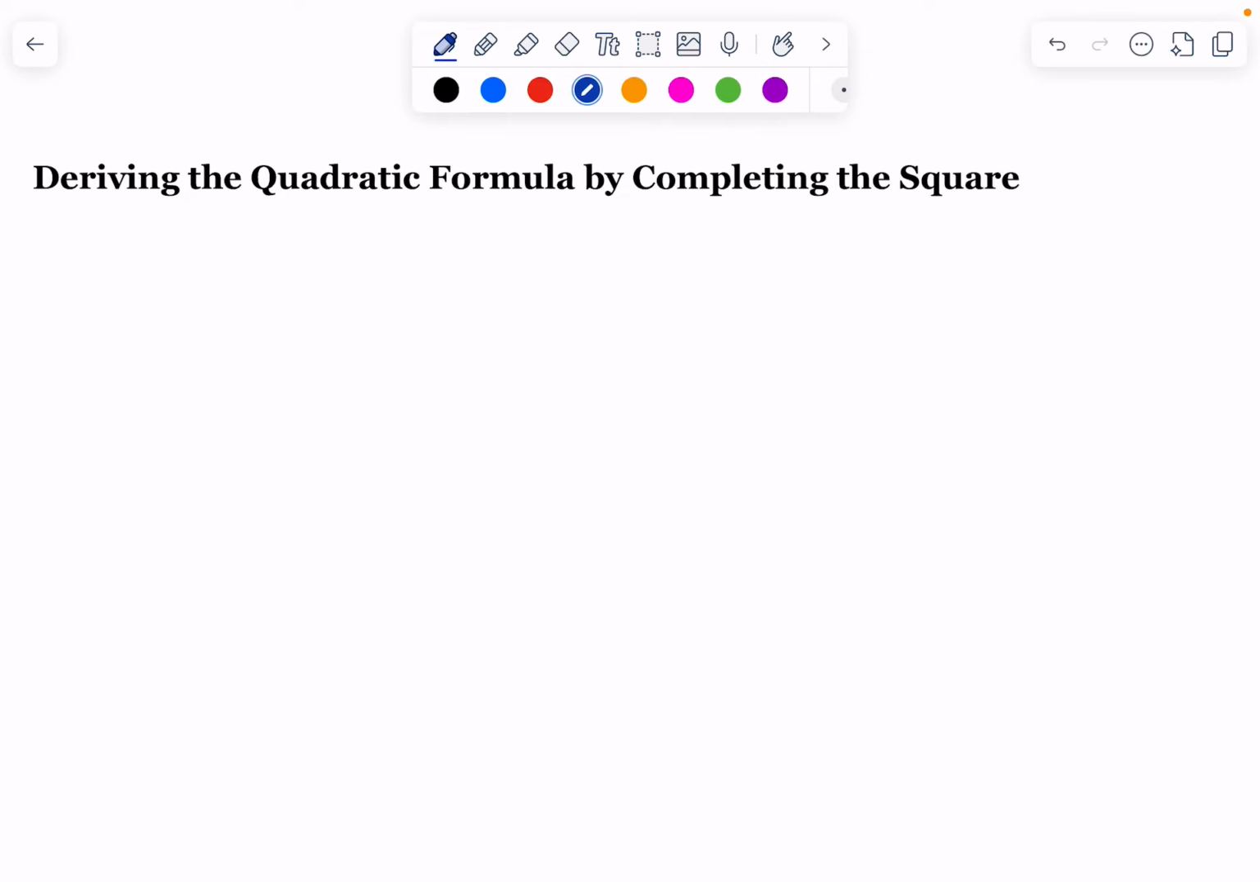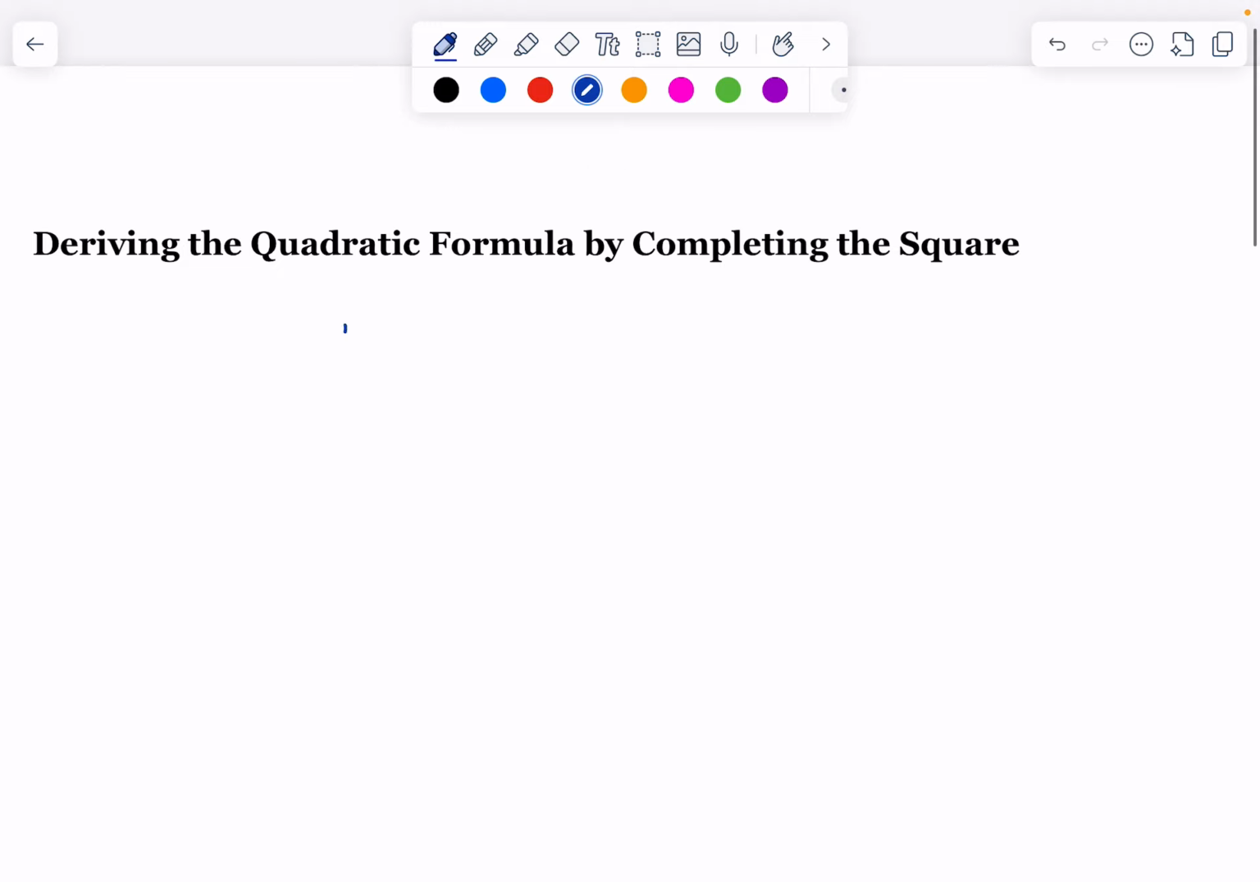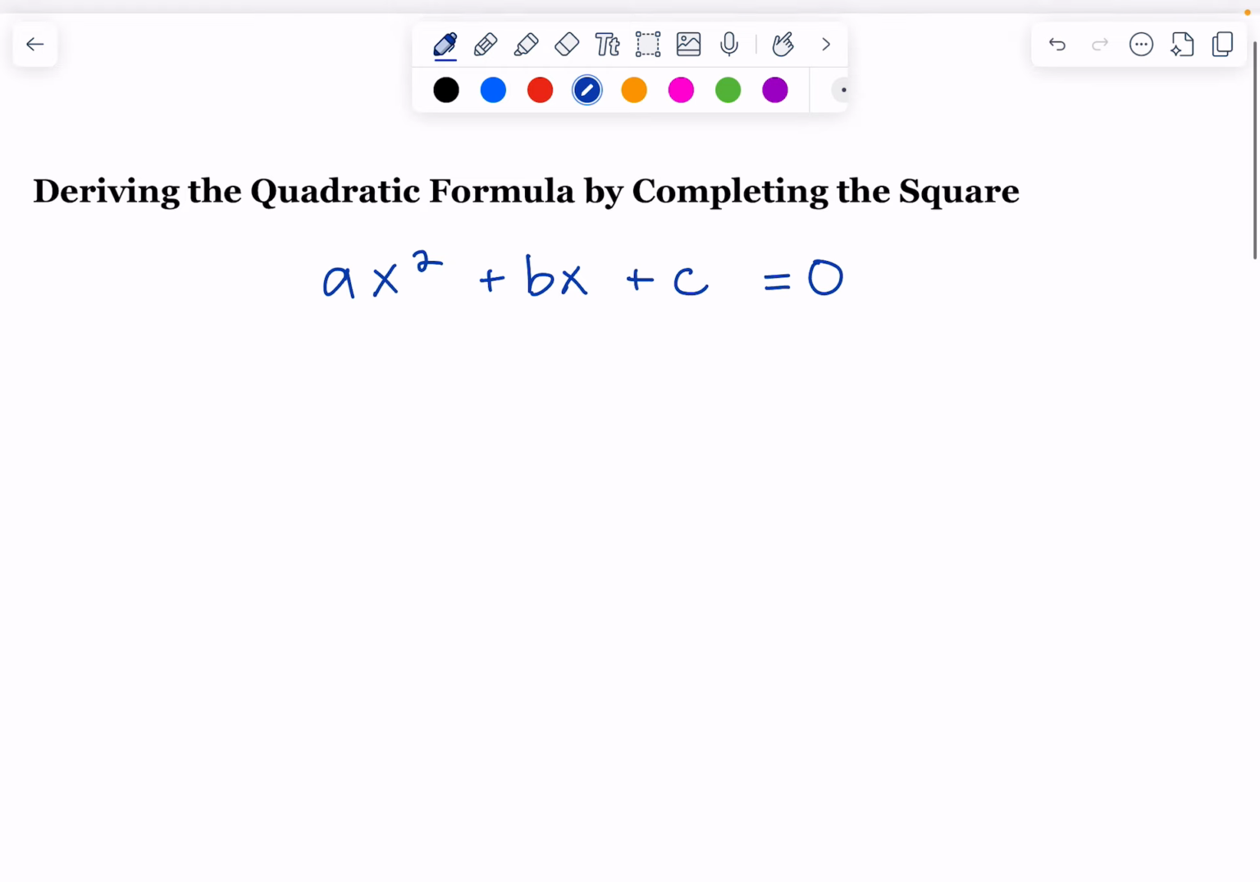In this video, we are going to derive the quadratic formula by completing the square. We're going to start off with the standard form of a quadratic set equal to 0. So we have ax squared plus bx plus c equals 0, where a, b, and c are real numbers.